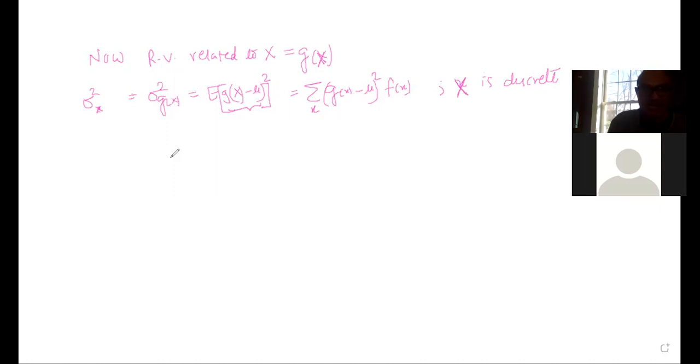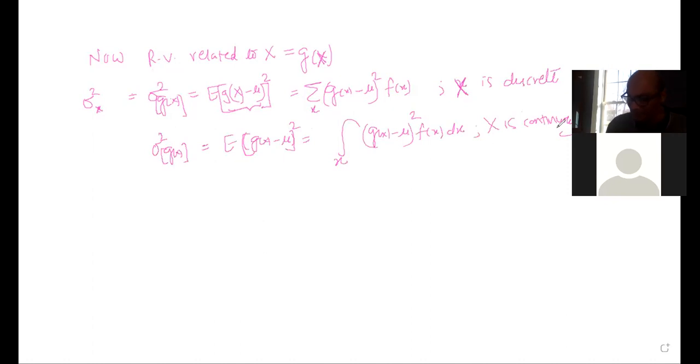That is sigma square. And in the same way, suppose I have sigma square of g of x, and that is equal to e of g of x minus nu squared, that is equal to the integration of g of x minus nu squared times f of x dx over the range of x, if x is continuous. X is continuous. Sigma square is equal to that, and that is quite simple too.